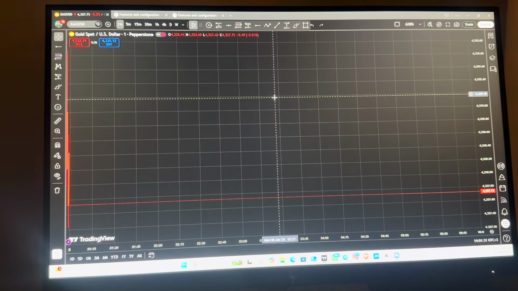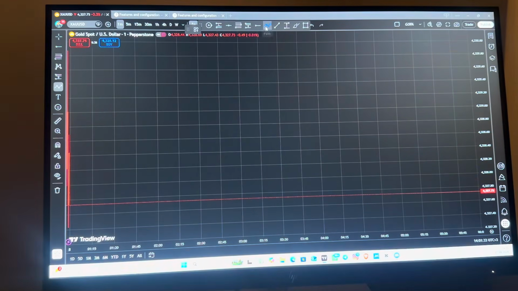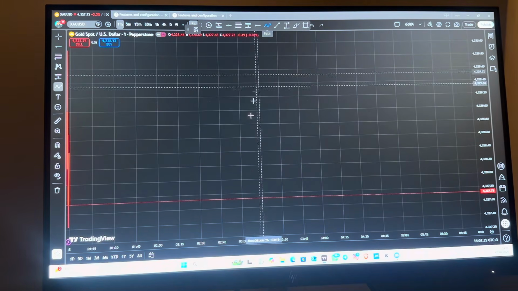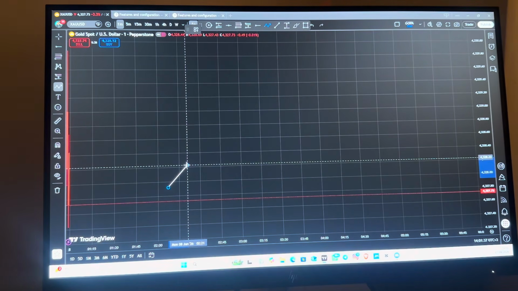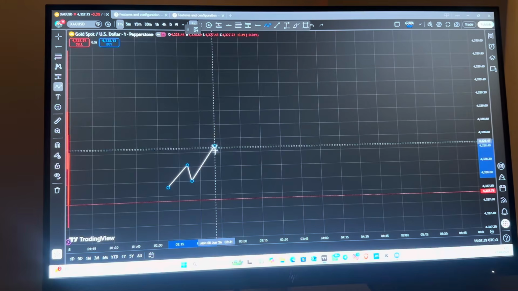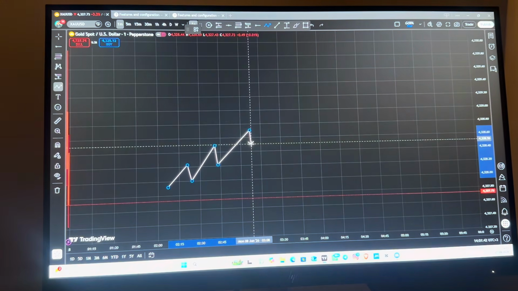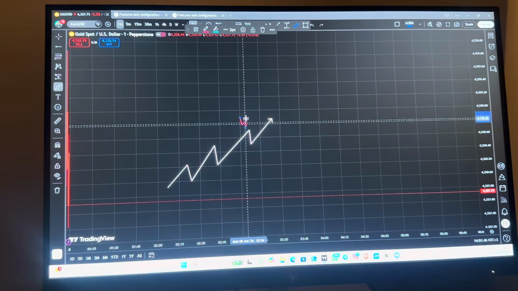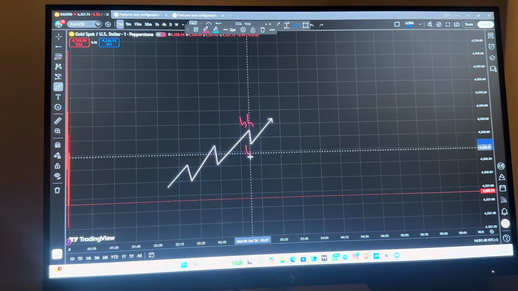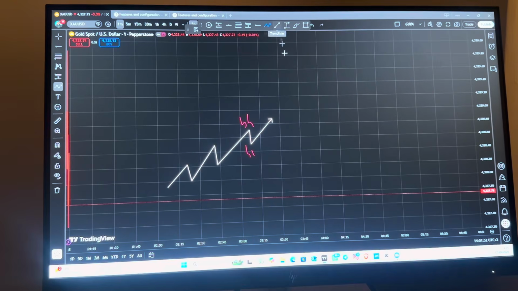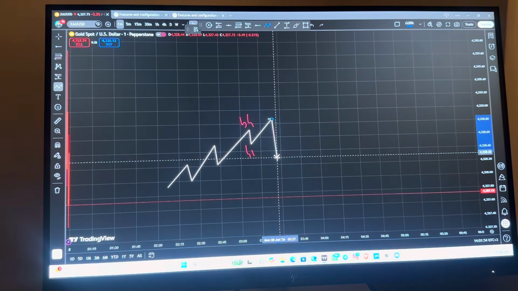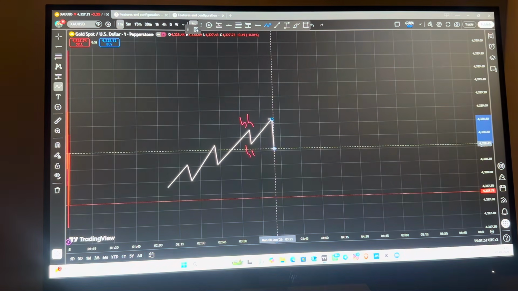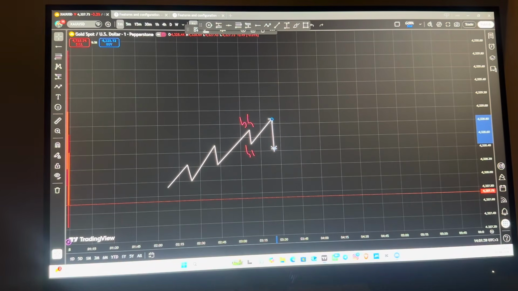If our market is on a bullish movement, our market forms a series of higher highs, higher lows, higher highs, higher lows, higher highs, higher low, higher high. These tops are higher highs, these lows are higher lows. But if you see your market closed below your higher low, what has this market done? This market has shifted its structure.